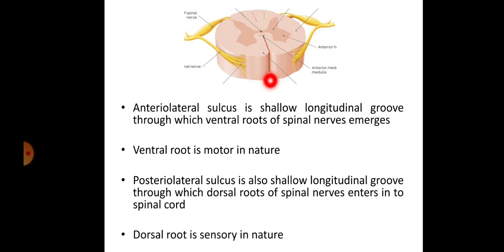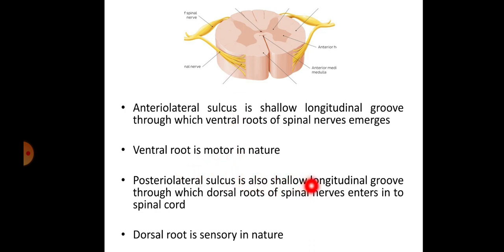See, this is the anterior median fissure, and lateral to the anterior median fissure there is another sulcus. It is also shallow vertical. This is called the anterolateral sulcus. This anterolateral sulcus is a shallow longitudinal groove through which the ventral root of the spinal nerves emerges. See, the spinal nerves are emerging out here. So this is where the ventral root of the spinal nerves emerges.